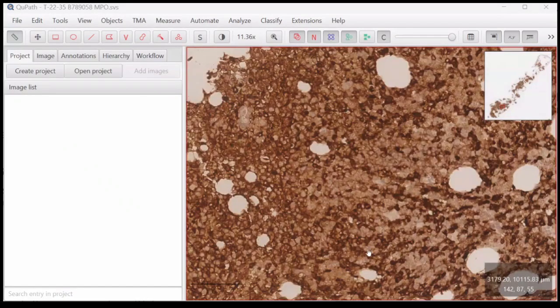Okay, this is CD34. If you notice, CD34 is quite abundant, I would say, and quite numerous, and many of the cells are in clusters, like these clusters.